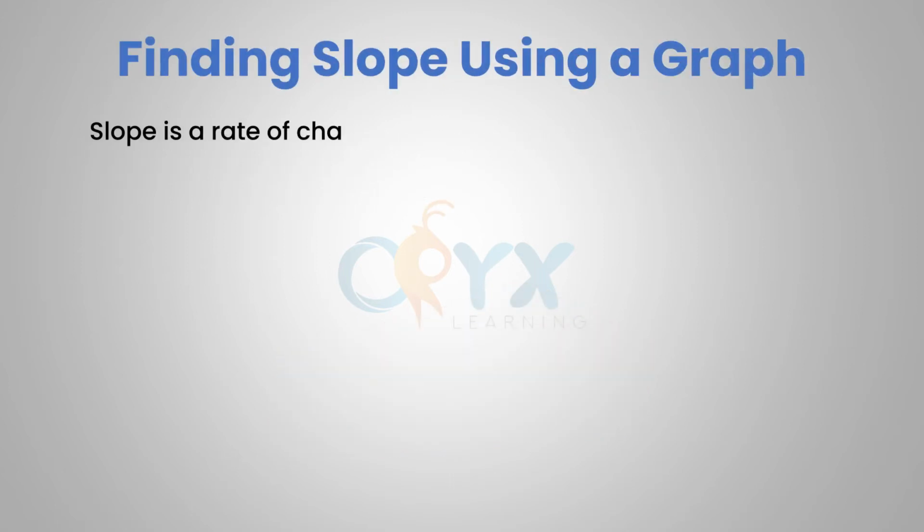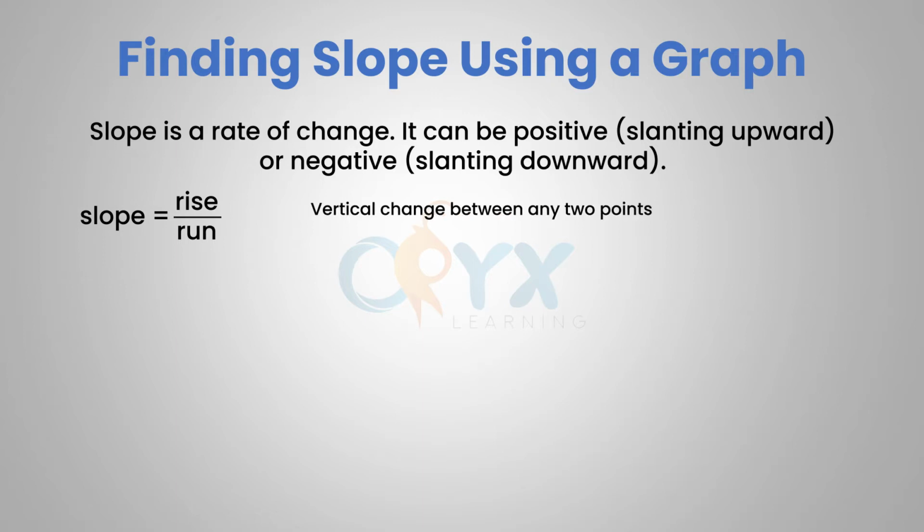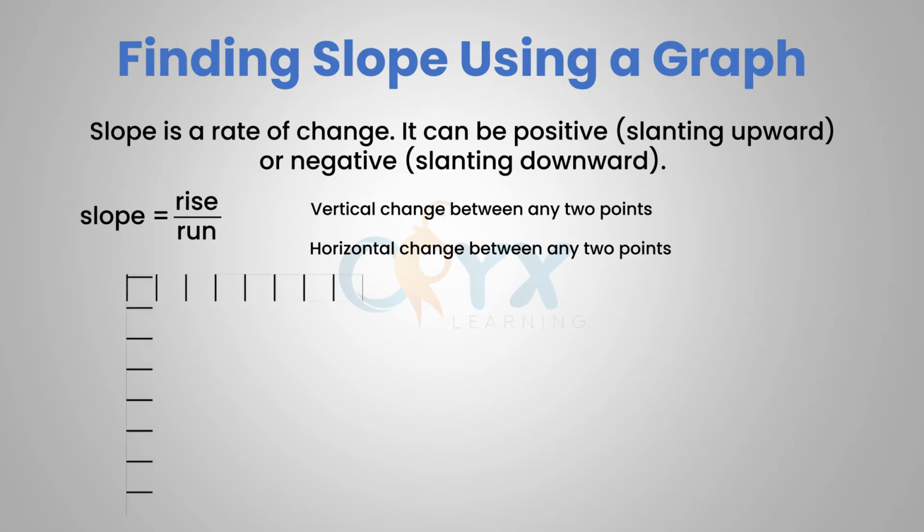Slope is a rate of change. It can be positive, slanting upward, or negative, slanting downward. Slope is equal to the rise over run, where rise is the vertical change between any 2 points, and the run is the horizontal change between any 2 points.